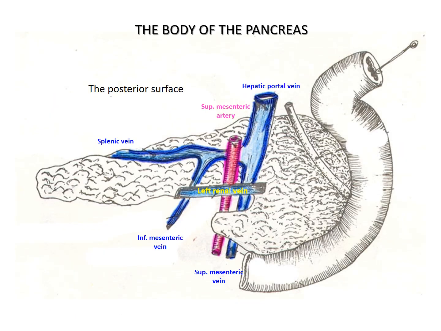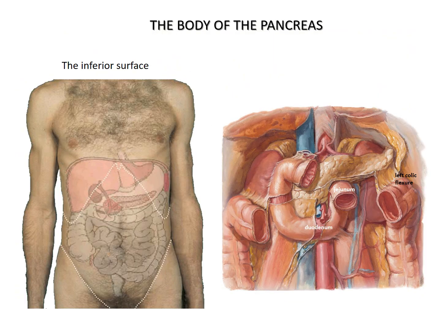It forms part of the bed of the stomach. The posterior surface of the body of the pancreas is related to the aorta and origin of the superior mesenteric artery, left kidney and left suprarenal gland, and the splenic vein, which usually lies in a groove below the level of the splenic artery. The inferior surface of the body of the pancreas is covered by peritoneum and is related to the duodenojejunal flexure, jejunum and left colic flexure.